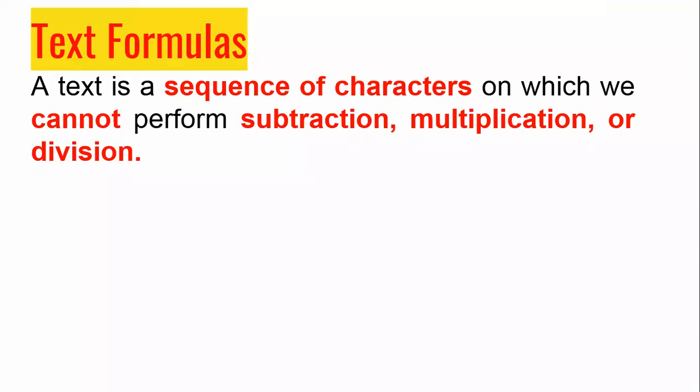A text is a sequence, एक क्रम है of characters. एक क्रम में अगर characters को लगाया जाए, then it is to be called as a text on which we cannot, very carefully remember this word, we cannot, हम उस पे नहीं कर सकते. सर क्या नहीं कर सकते, चैट बॉक्स में टाइप करिए क्या क्या नहीं कर सकते. In text we are not going to perform the following. अभी तक मेरे पास चैट बॉक्स में आंसर नहीं आया, अभी आएगा.